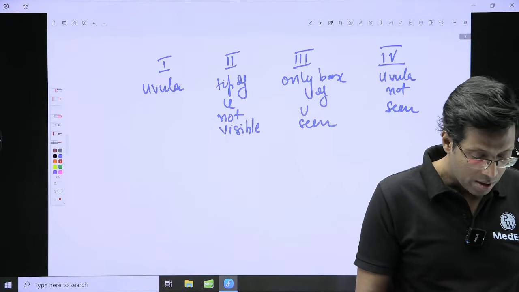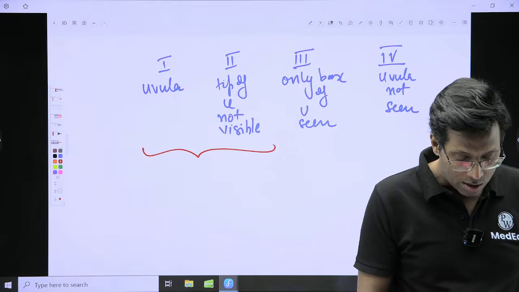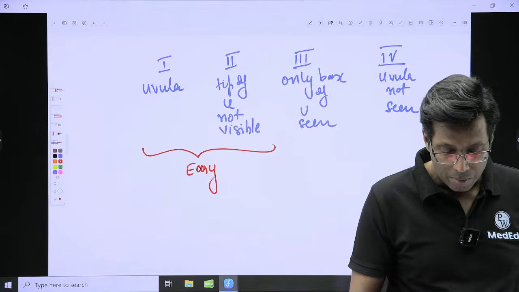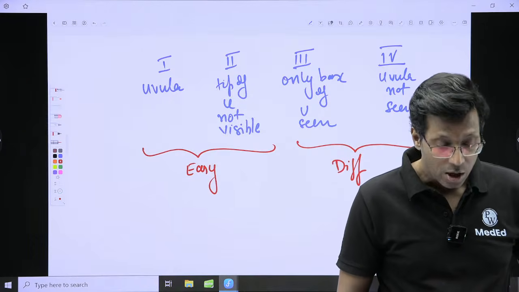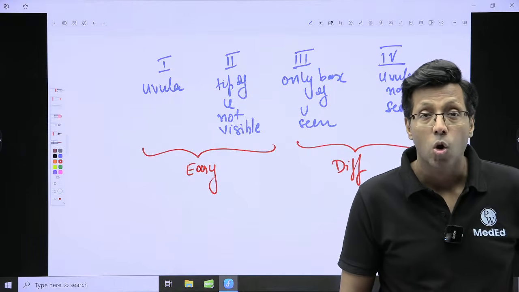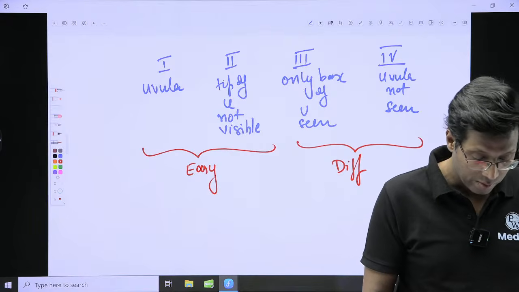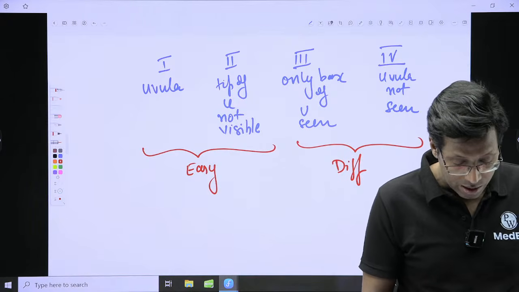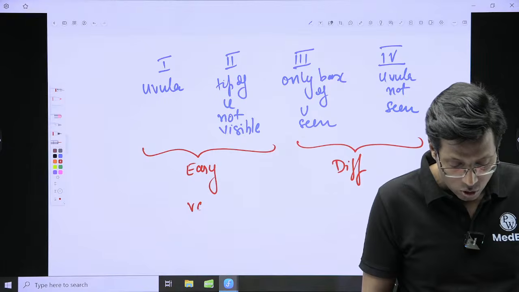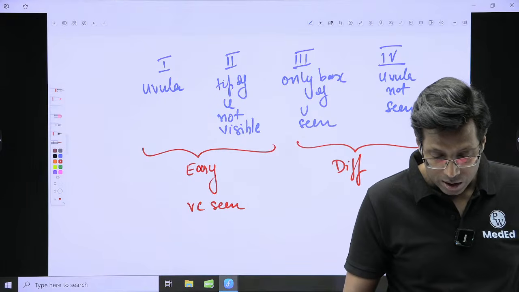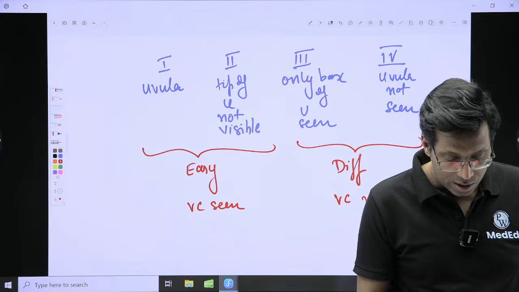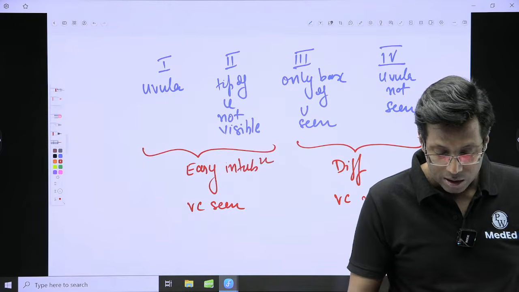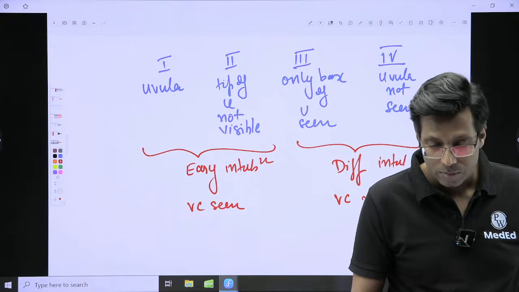Simple point to remember, Mallampatti 1 and 2 are supposed to be easy intubation. Mallampatti 3 and 4 are supposed to be difficult intubation. Because they correspond to the Cormack-Lehane grading. Mallampatti 1 corresponds to Cormack-Lehane 1. In Mallampatti 1 and 2, vocal cords would be seen. Mallampatti 3 and 4, vocal cords are not seen. So therefore, easy intubation and difficult intubation. Clear?